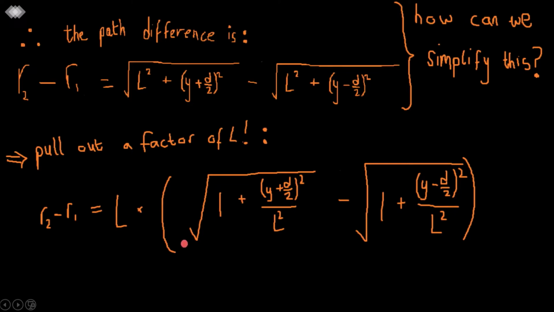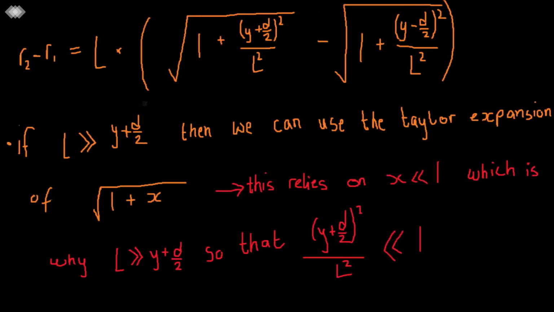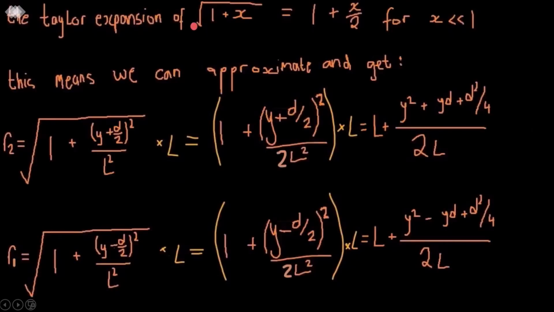But again, this still looks nothing like d sine theta. So how might we get somewhat closer? How might we make some progress? Well, we do that by using Taylor expansions. We can use the Taylor expansion of the square root of 1 plus x to re-express both these square roots in forms without the square root themselves. However, it's worth noting that this Taylor expansion relies on x being much less than 1. So the Taylor expansion of the square root of 1 plus a variable is 1 plus that variable divided by 2.